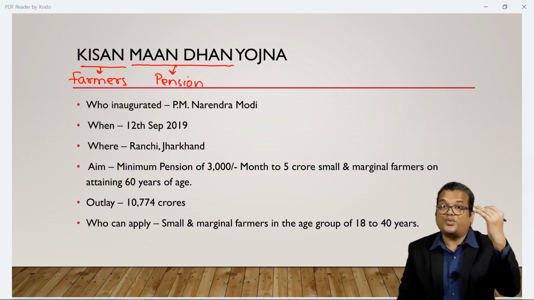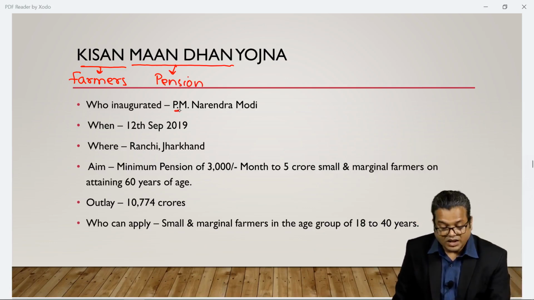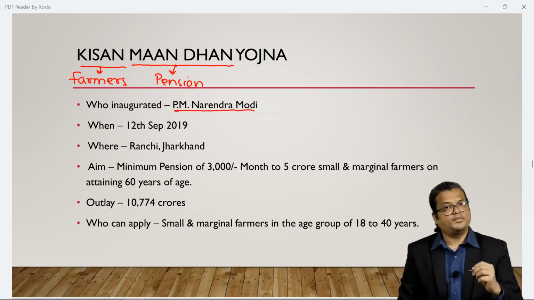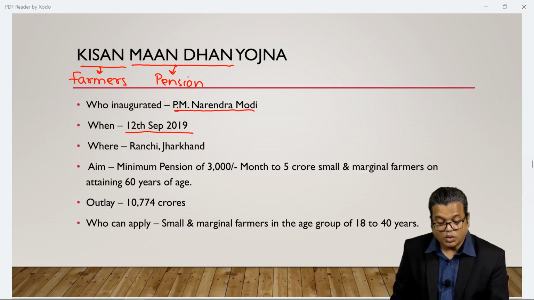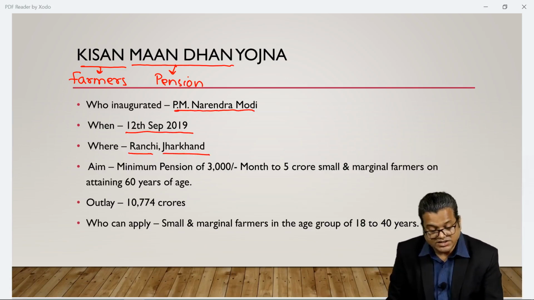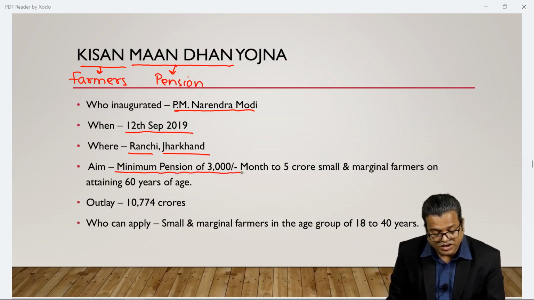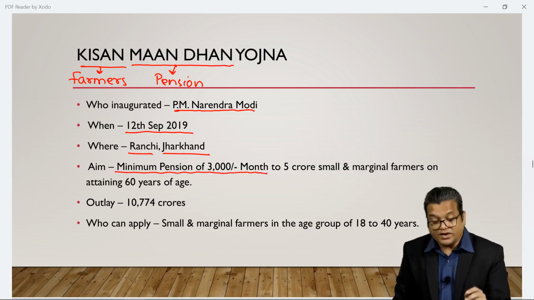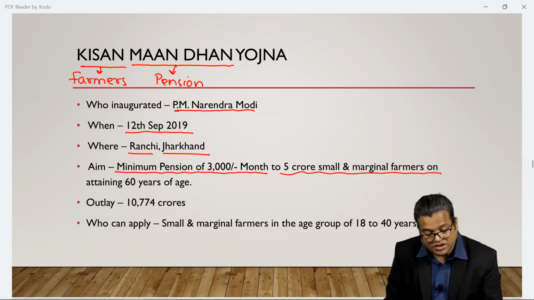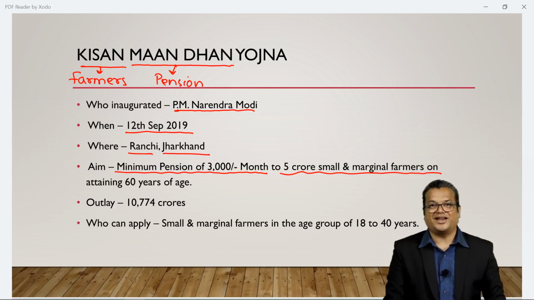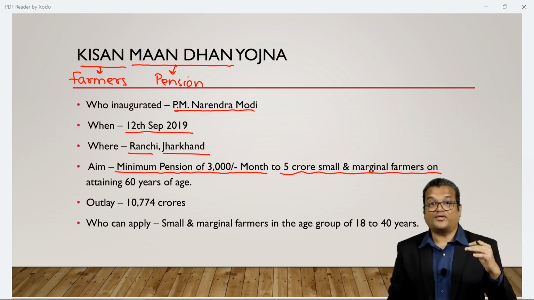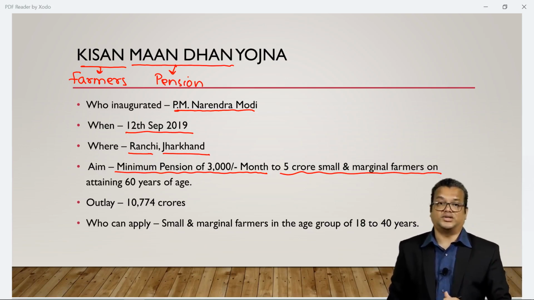It's all given point-wise for you people. Inaugurated by Prime Minister Narendra Modi. When? On 12th September. Where? Ranchi, Jharkhand. What is the aim? See guys, a minimum pension of 3,000 per month to 5 crore small and marginal farmers after attaining the age of how many years? 60 years. So basically it is for the benefit of all small and marginal farmers.